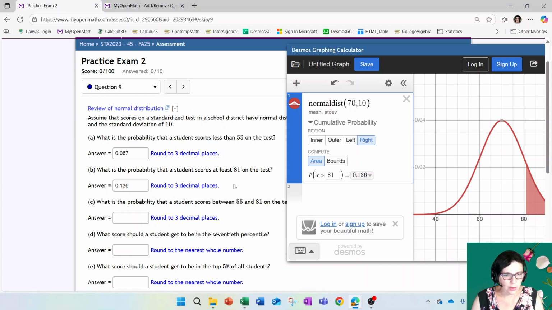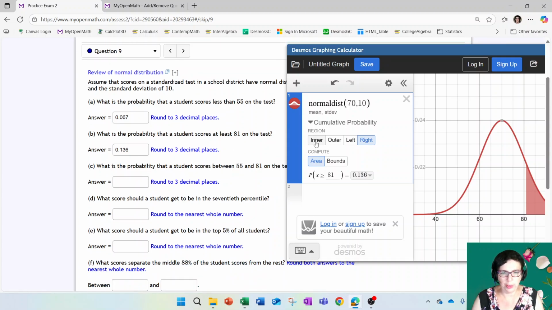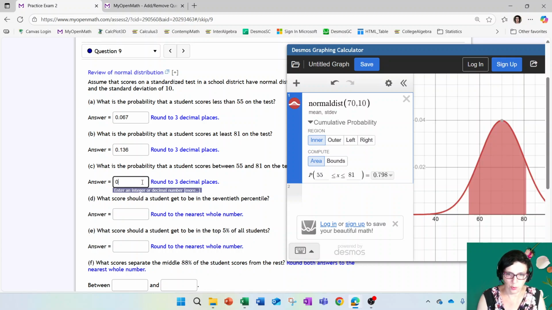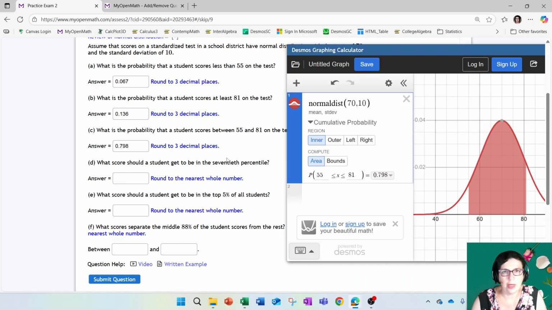Okay. Now, if it's between two numbers, then we want inner for the region. So we're gonna select 55 and 81 and copy that over here. Now, whenever we want answers that have to do with any kind of percent or percentile, you want to remember to switch the compute to bounds. Okay, so I'm going to switch to that. And if I want a percentile, I need to switch the region to left. So percentile is left. It's the area to the left.